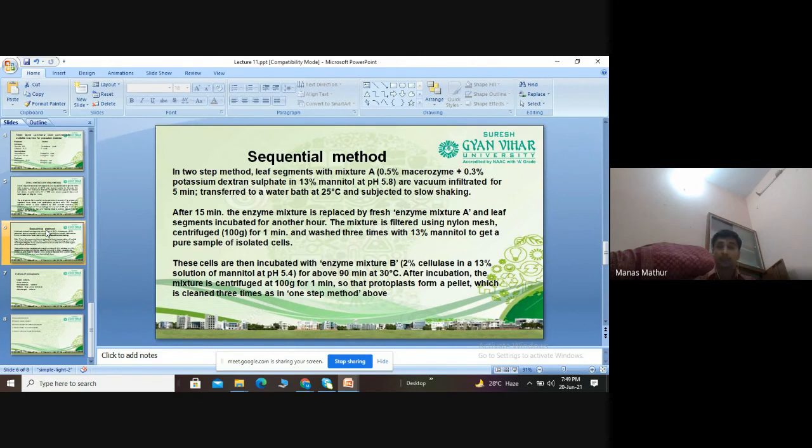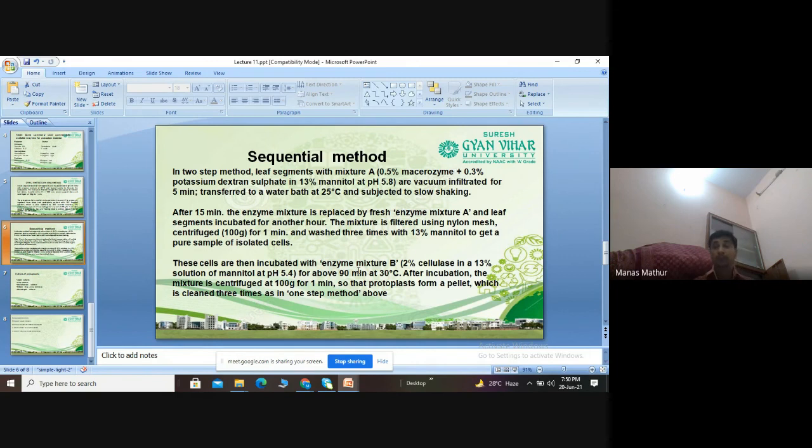Here, we take the leaf sample and treat it with enzyme A. That enzyme has 0.5% macroenzyme, 0.3% potassium dextran sulfate, and we will add 13% mannitol. pH will be 5.8, and then again we will go for a water bath at 25 degrees, and after 15 minutes we will replace it with fresh enzyme A and treat it again. Then we will go for centrifuge at 100 gravity for 1 minute and wash with 30% mannitol to get the isolated cell.